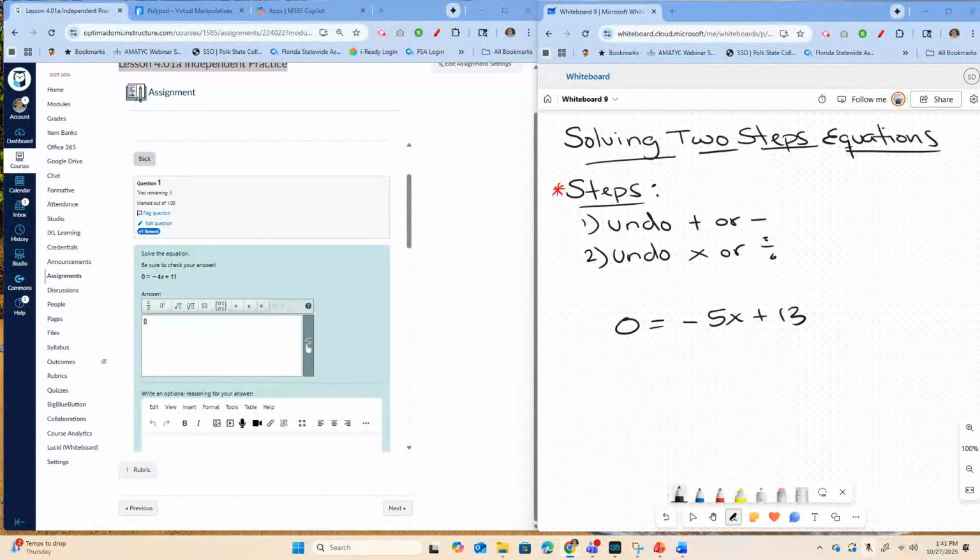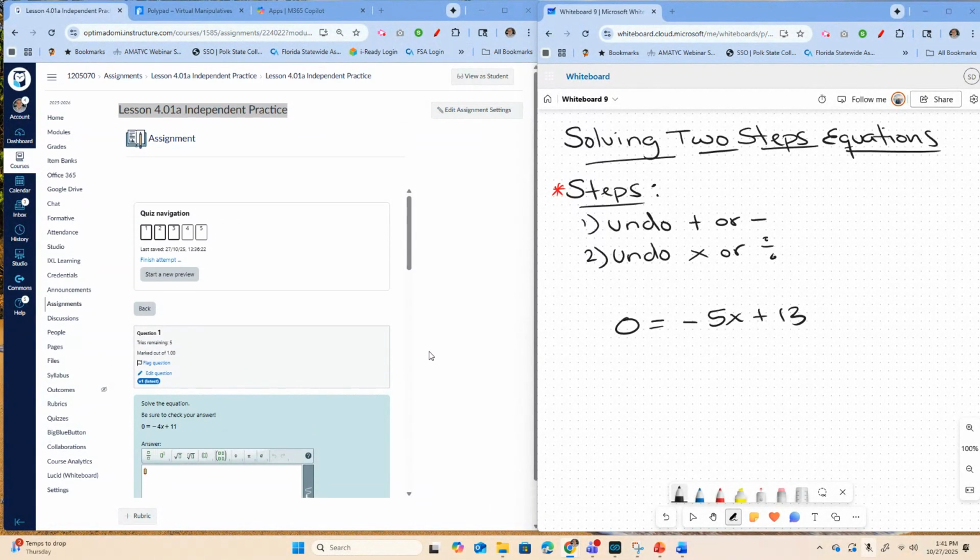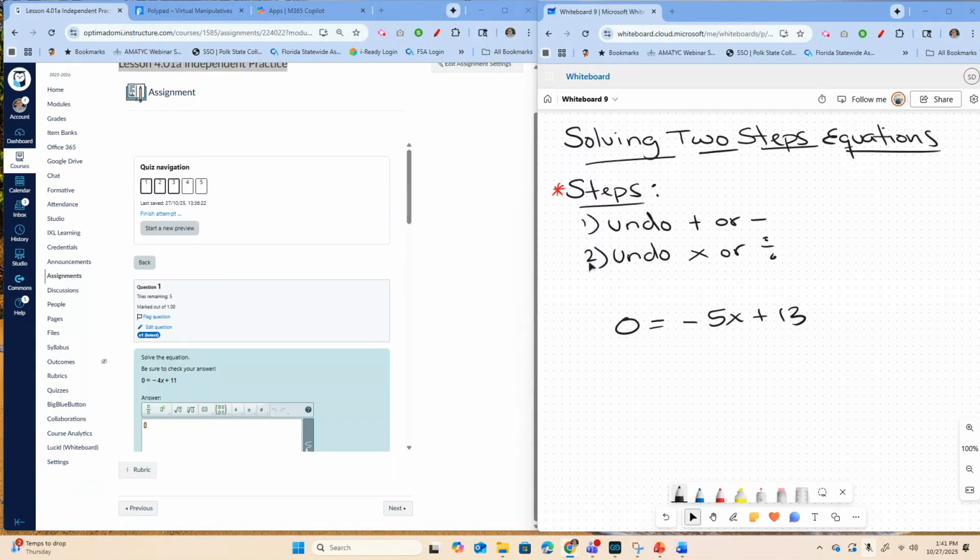All right, here's how you do lesson 401A. Basically, we are solving two-step equations. Last class, I showed you the Polypad, a little toy to solve equations, but we're not going to be using that all the time. So I'm going to tell you how to solve for x. How do you leave the x by itself?